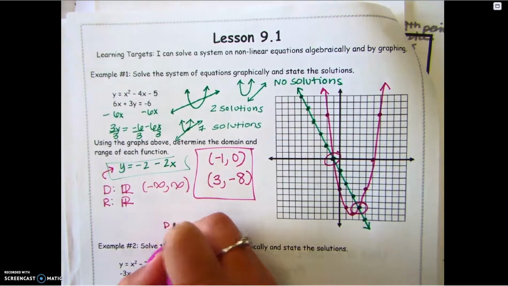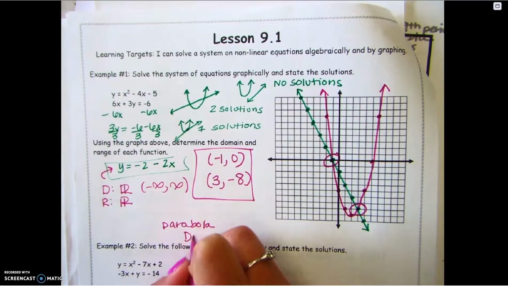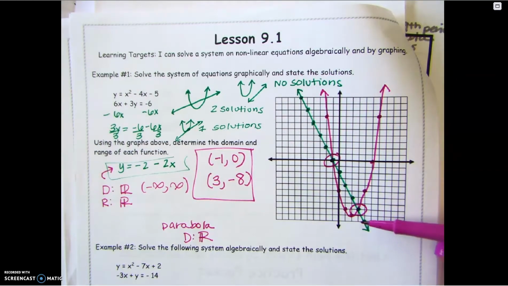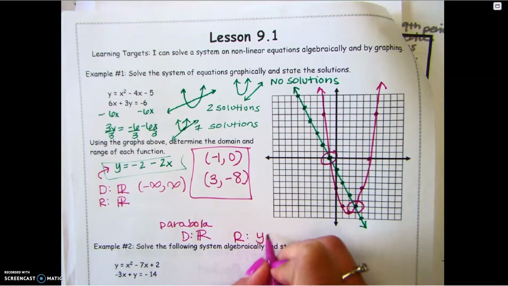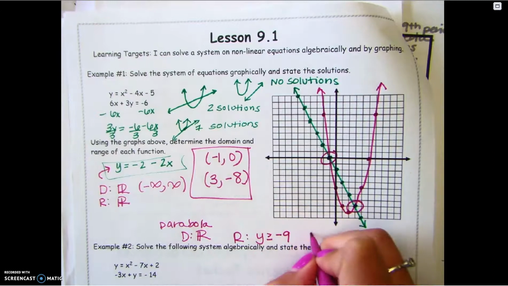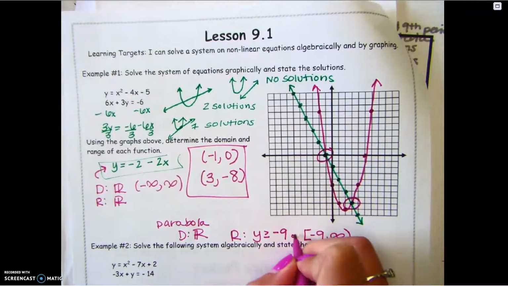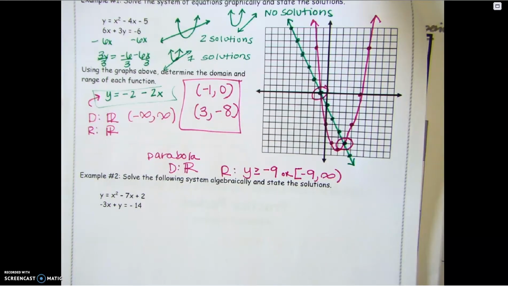For the parabola, my domain is all real numbers because it will forever go to the left and right. But for the up and down, the farthest it will go down is negative 9. So I can have y is greater than or equal to negative 9, or you could have written from negative 9 to infinity, either one. So that's just some review of domain and range. Domain is always x, range is always y.